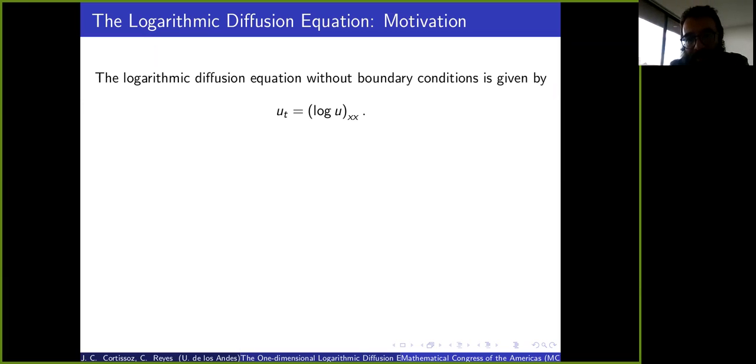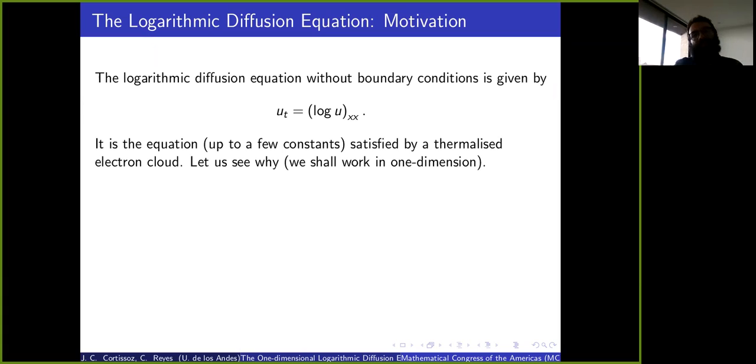So where does this equation come from? It appears naturally when you consider the equation satisfied by the charge density of a thermalized electron cloud. You have an electron cloud, you suppose that it's a continuous distribution of charge, it's an approximation, and you assume it's thermalized. Thermalized means that it satisfies a Maxwellian density distribution. So I'm actually going to deduce the equation for you.